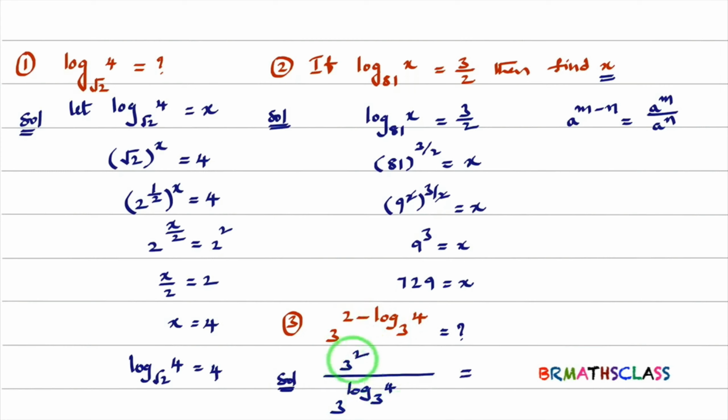Okay. So here what is 3 square value? 3 square value is 9 divided by, you observe here 3 power log 4 base 3. We learned this property a power log m base a. What is the formula for a power log m base a? A power log m base a is m. So 3 power log 4 base 3, what is its value? 3 power log 4 base 3 value is 4. So what is the value of 3 power 2 minus log 4 base 3? Its value is 9 by 4. I hope you understand this class.